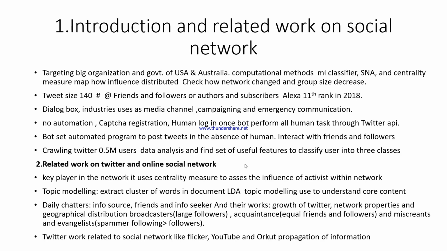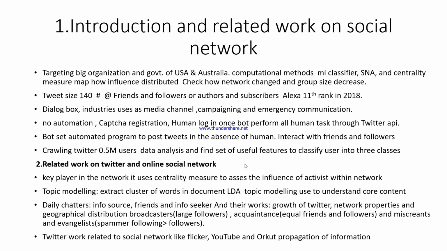So basically, this group targets big organizations like HBGary and some governments like the USA and Australia. Most researchers found that news related to Donald Trump is found through these accounts. They use computational methods like ML classifiers, social network analysis, and centrality measures to find the influence of the dominant members in the networks and check how networks change from time to time. Because of the changing networks, group size also decreases or increases.